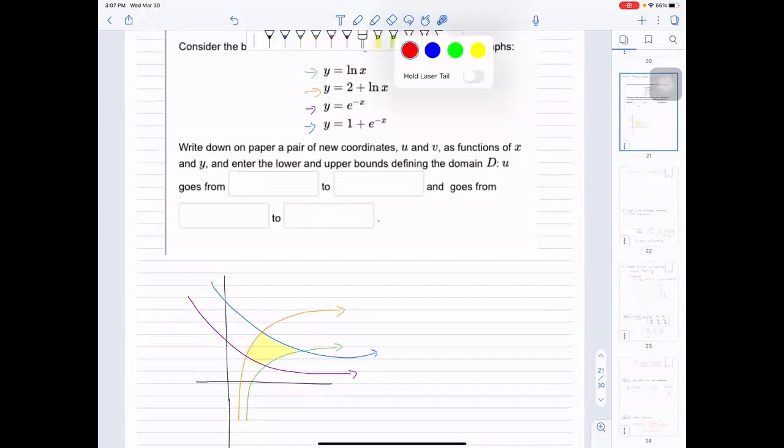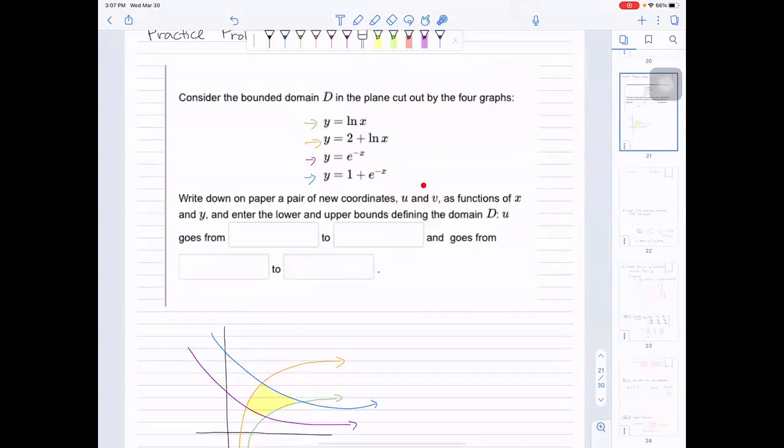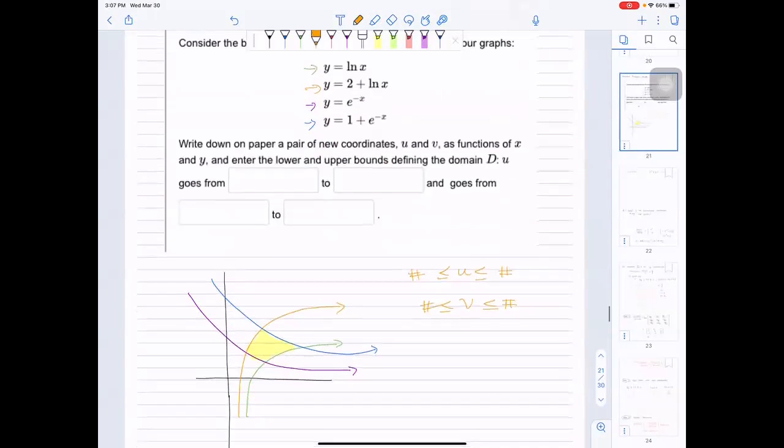So the goal of this question is we want to choose some u and v. The goal of change of variables is that we want to choose some u and v so that they are bounded between two numbers. Because then that will make doing definite integrals much easier. Let's just write down what we have.